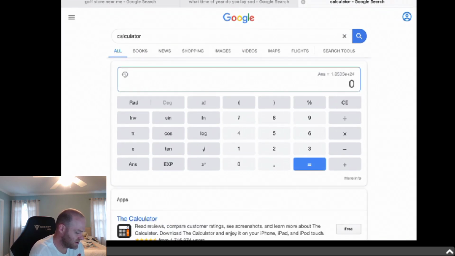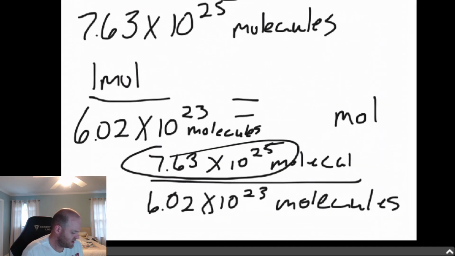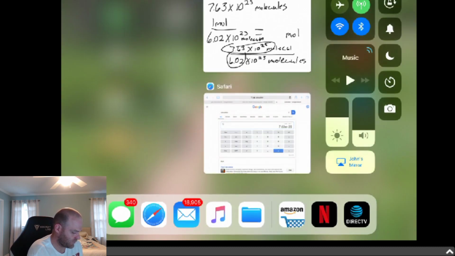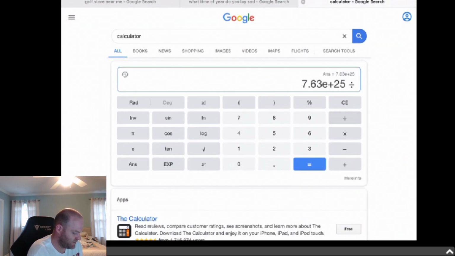Clear all this. 7.63 times 10 to the power 25. Press equals. Go ahead and clear that out. Alright, so now let's go back to our problem. Now I need to divide by 6.02 because it's on the bottom. So I'll just divide, but then I'm going to hit equals again. Go ahead and clear that out. Divided by 6.02 equals. Okay, so that's cleared out.